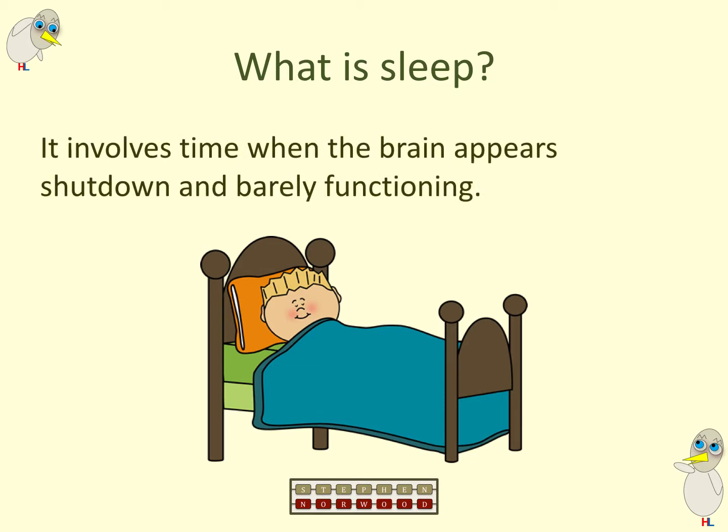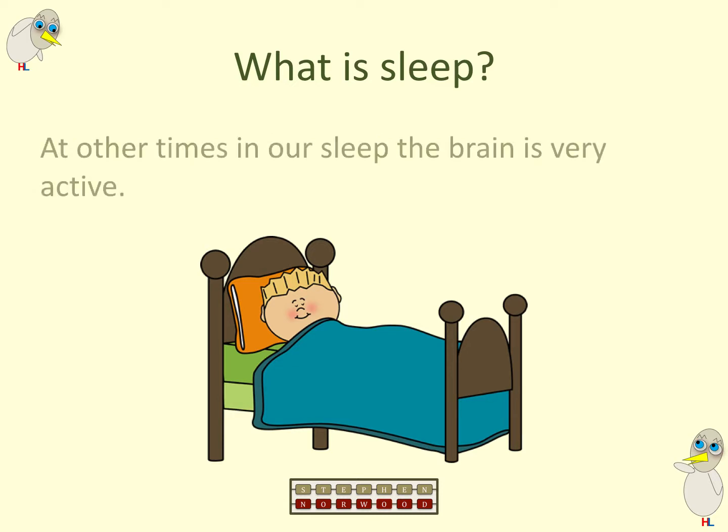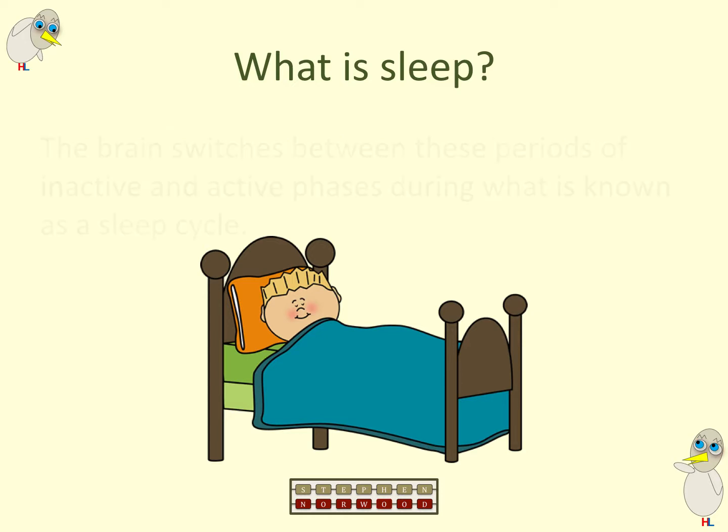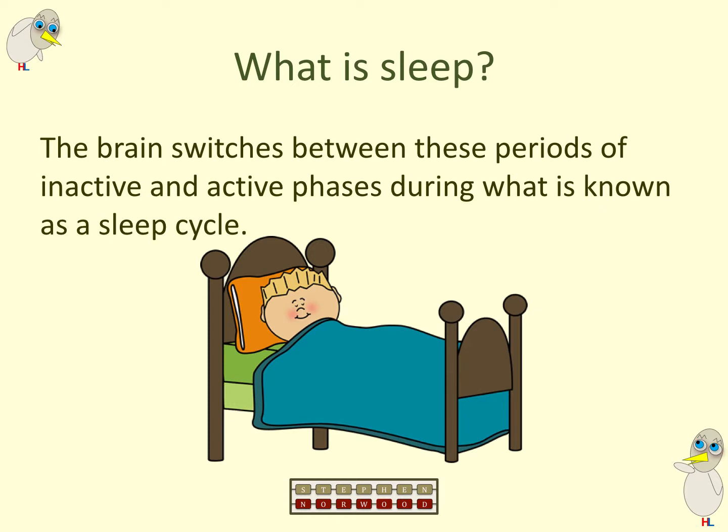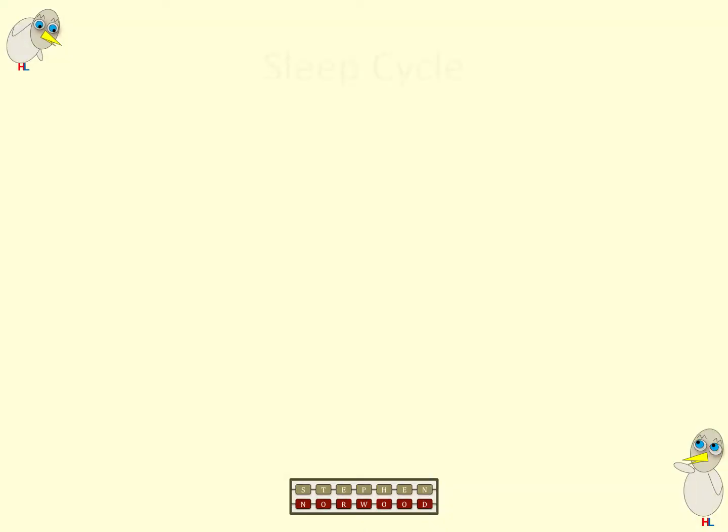It involves time when the brain appears shut down and barely functioning. At other times in our sleep, the brain is very active. The brain switches between these periods of inactive and active phases during what is known as the sleep cycle.